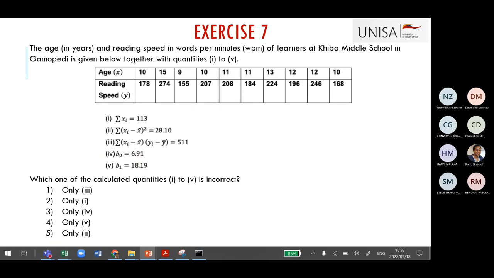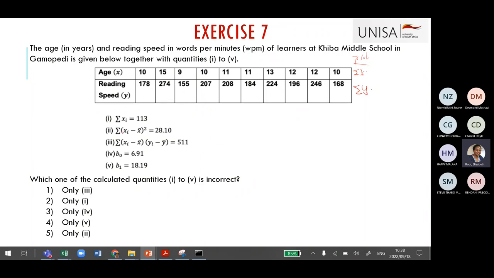Okay. So some of the questions that you might get in the exam or in your assignment look like this. So you need to be able to know how to do the summations. Remember the summation of xi means you are adding all these values. The total, it's your total, right? This will give you the summation of x's. This will give you the summation of y's, right? That will be the summation of yi's.